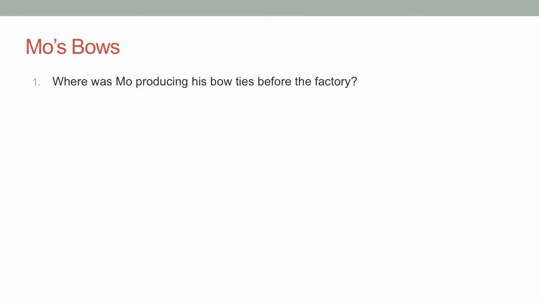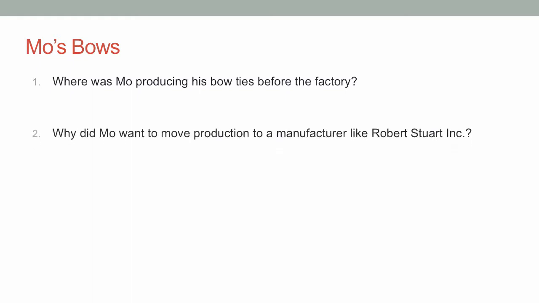So, after the video, where was Mo producing his bow ties before the factory? Well, he was just doing them out of his home by himself, right? Showed him cutting the little bow ties and making them. So why did Mo want to move production to a manufacturer like Robert Stewart? Well, he could only make so many bow ties by himself, right? Only so many resources at his house, only so much space, only so much he can do physically. So going to a manufacturer, having lots of people work on making ties, you can produce a lot more.